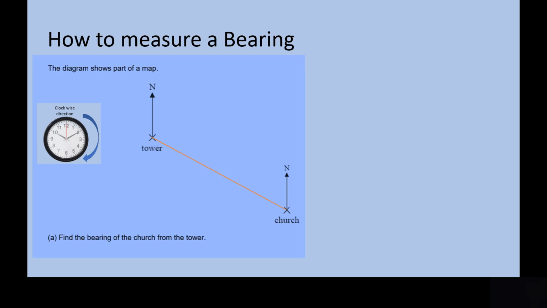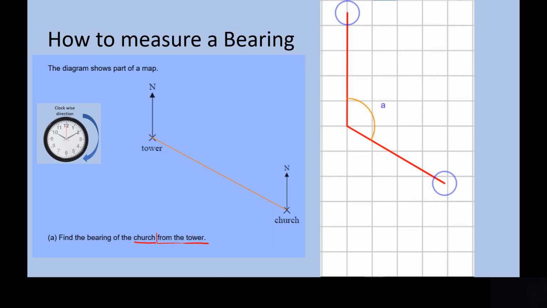And we're going to draw a line between both of the destinations because we're looking at the church from the tower. Our key point here is that we're going from the tower, and that means that we're going to measure at the tower. Okay, so that's really significant, and we'll talk about that again in a moment. Where you're heading out from, where you're leaving from, is where you use the north line. So I've just replicated that angle on a website and brought that across for demonstration purposes.